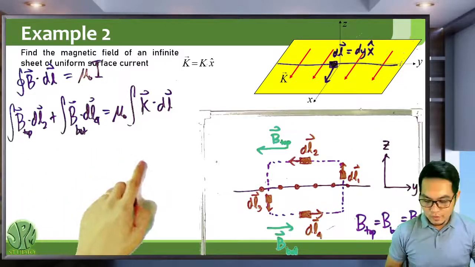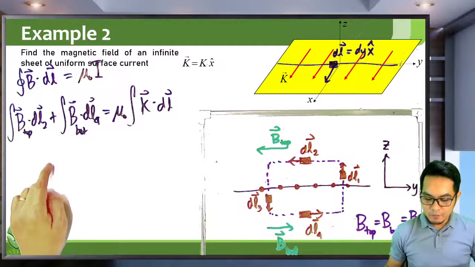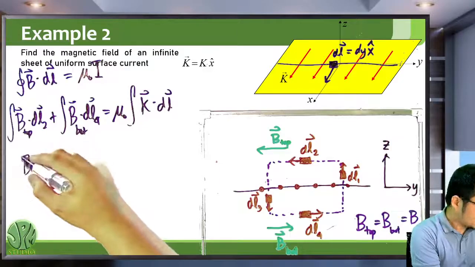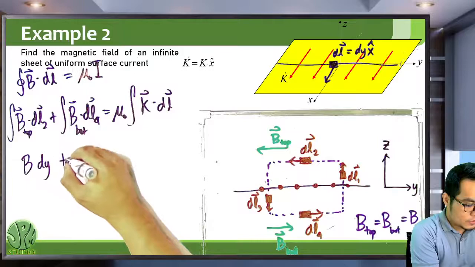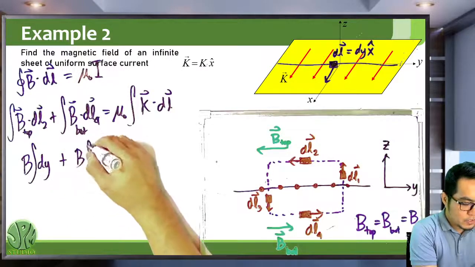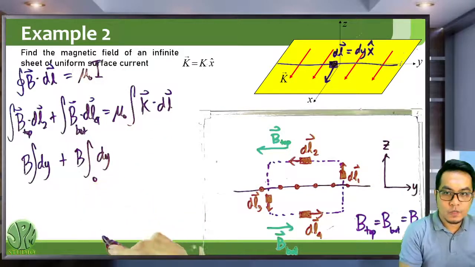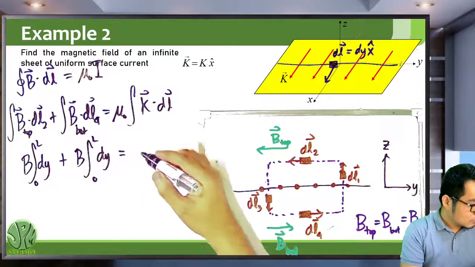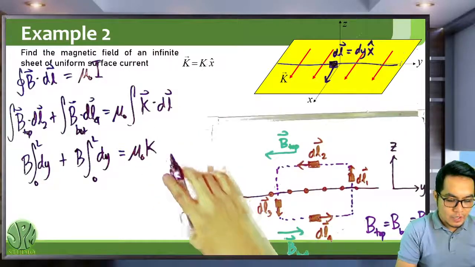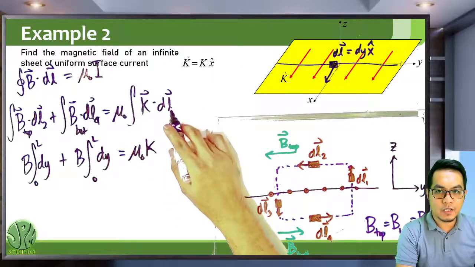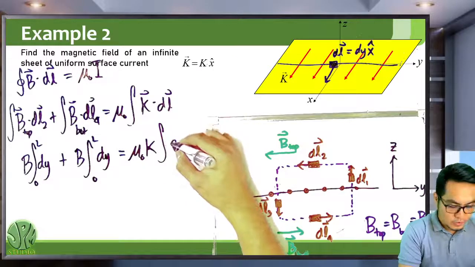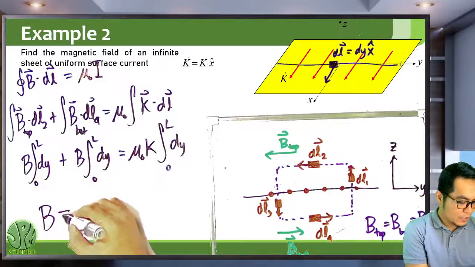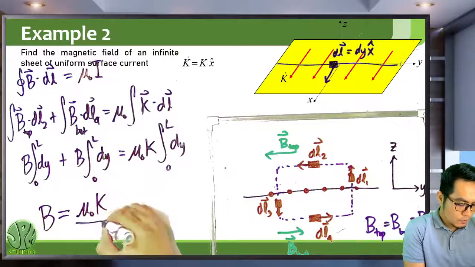Okay, so using these values, B top dot dl2 is just B dl2, where dl2 is dy. You will get B dy. For this term, we also get B dy. Both evaluated from 0 to y, say we evaluated from a certain length, 0 to l. Then you will have mu naught K, its direction is x hat. The direction of dl is also x hat. So you will get dy, also evaluated from 0 to l. So from here, you see that the magnitude B is just equal to mu naught K over 2.